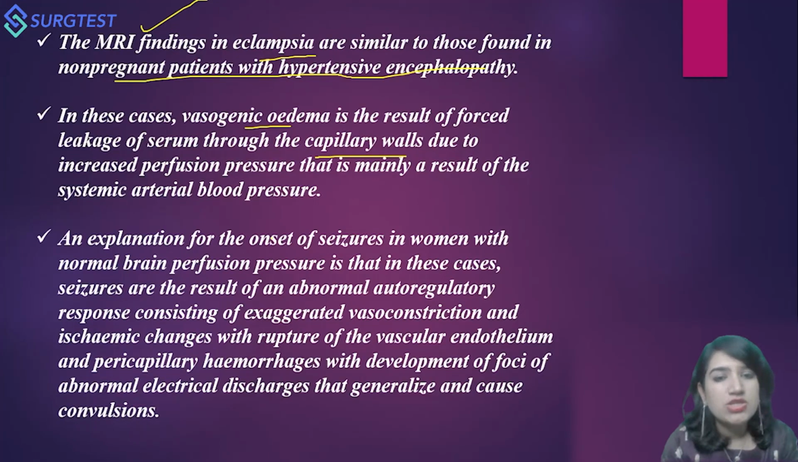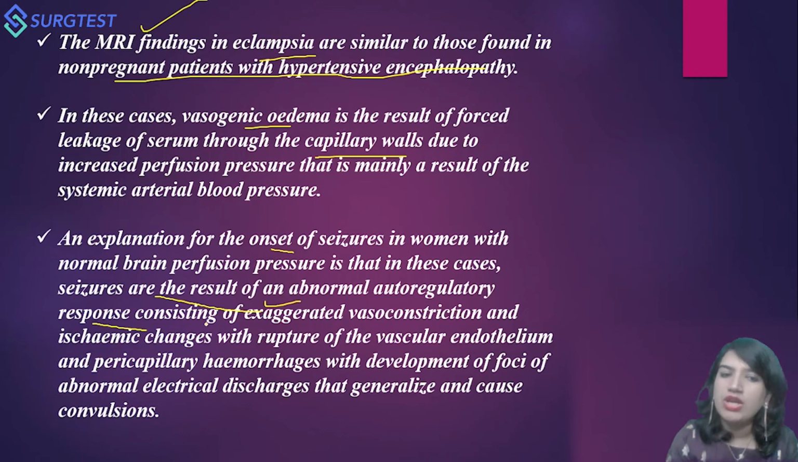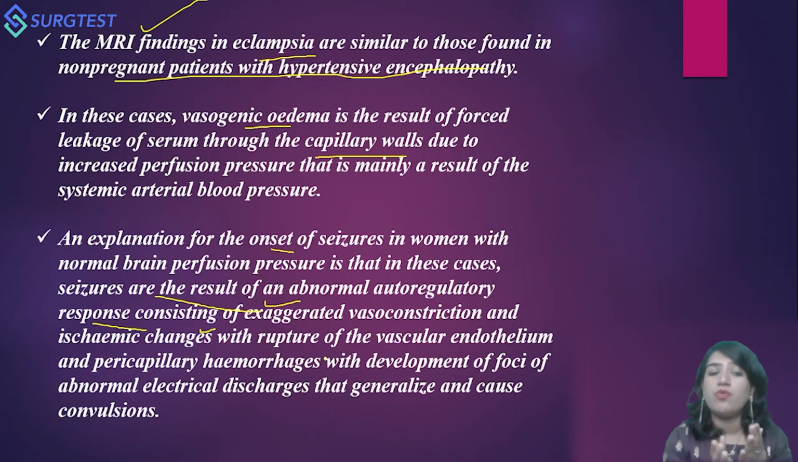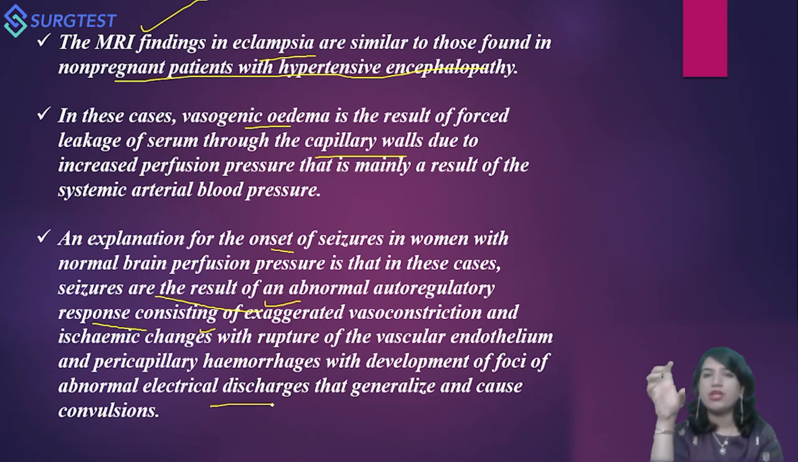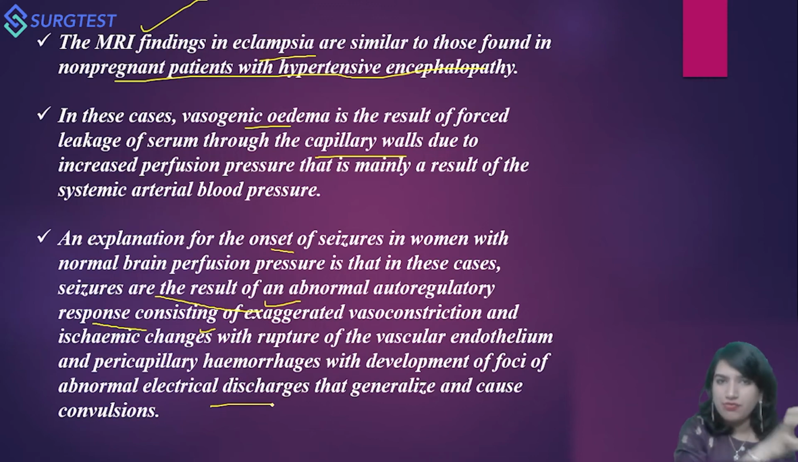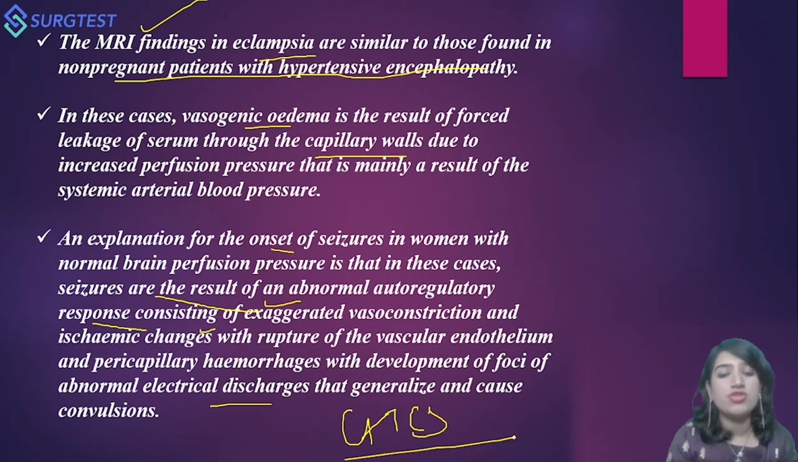But why seizures? The onset of seizures can be explained by the fact that seizures are the result of an abnormal autoregulatory response, which consists of exaggerated vasoconstriction and ischemic changes, with rupture of the vascular endothelium resulting in pericapillary hemorrhages, and development of foci of abnormal electrical discharges. So there are short electrical loops running in these areas afflicted by the pathology of eclampsia, that generalize over time, and they result in convulsions which are classically of the GTCS type or the grand mal type, that is the generalized tonic-clonic seizures of eclampsia.